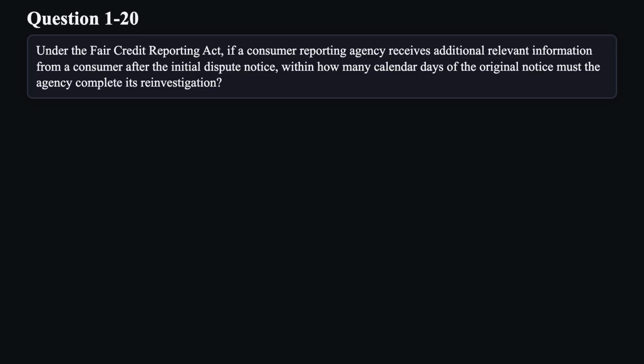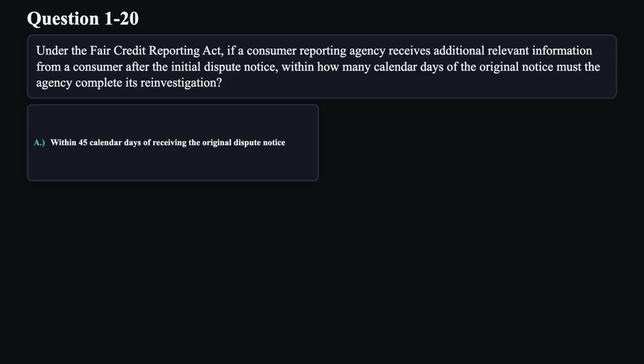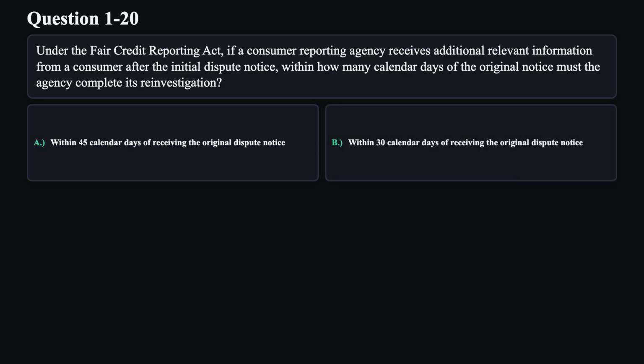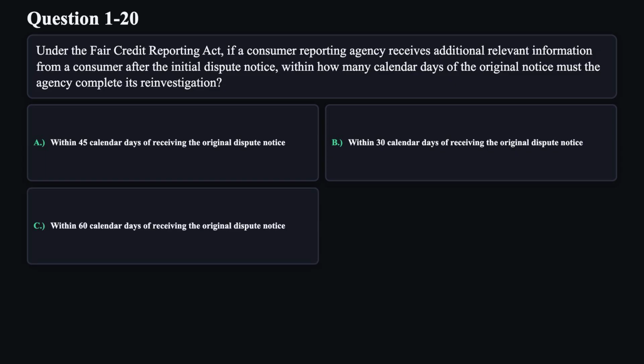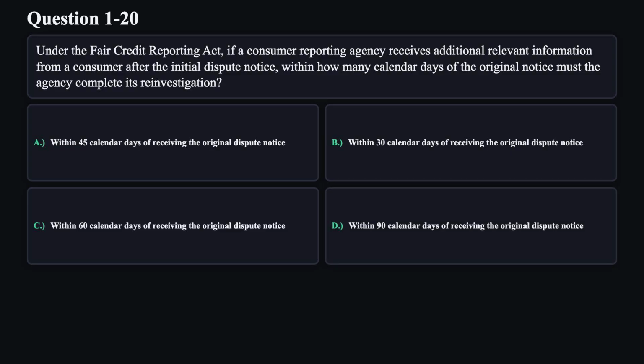Question 20. Under the Fair Credit Reporting Act, if a consumer reporting agency receives additional relevant information from a consumer after the initial dispute notice, within how many calendar days of the original notice must the agency complete its reinvestigation? A. Within 45 calendar days of receiving the original dispute notice. B. Within 30 calendar days of receiving the original dispute notice. C. Within 60 calendar days of receiving the original dispute notice. D. Within 90 calendar days of receiving the original dispute notice.